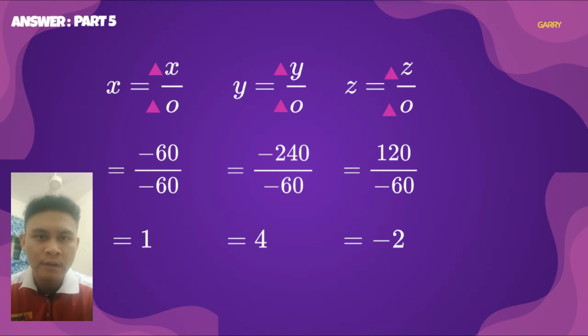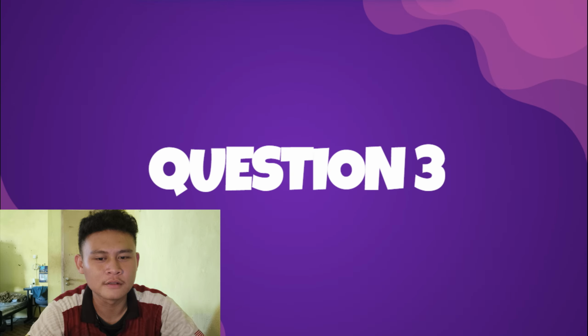So now I'm going to explain how to find the answer for x, y and z. First we're going to use the formula. We're going to take the answer from triangle x and divide it with triangle 0, and we're going to find the answer for x, and it is 1. After that we're going to find the answer for y, and we're going to use the same formula, and we're going to get 4 for the answer. Same as the z, we are going to find the answer for z, and it is -2. So now we're going to go forward to the next slide.